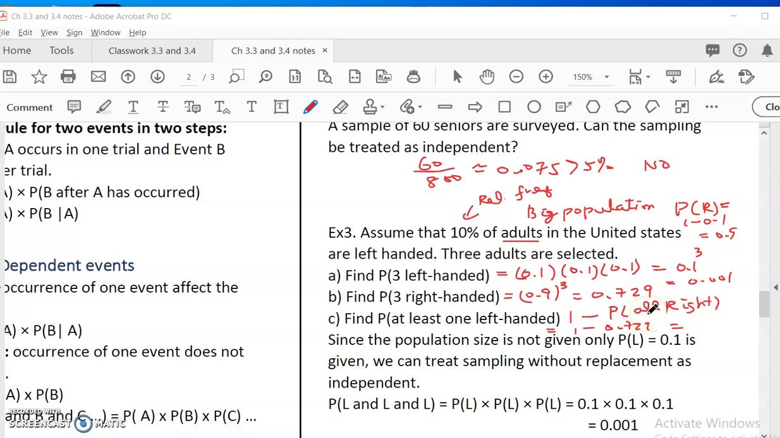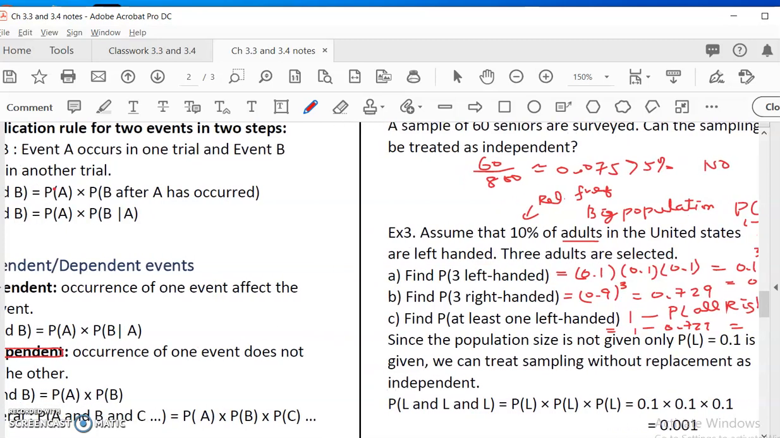Hello, statistics student. This video is for chapter 3.4, part 2. In part 1, we looked at how to calculate probability of sampling with replacement versus without replacement.